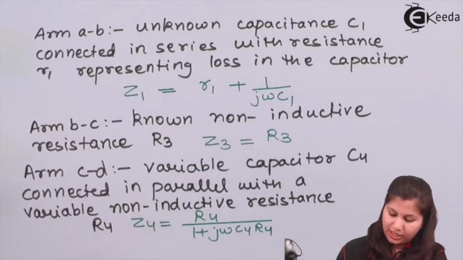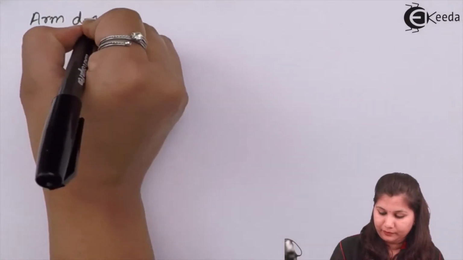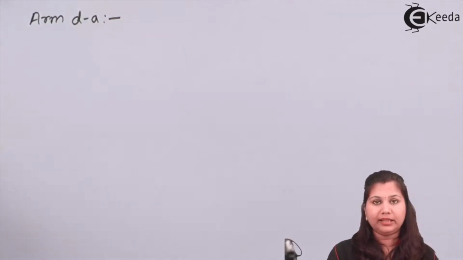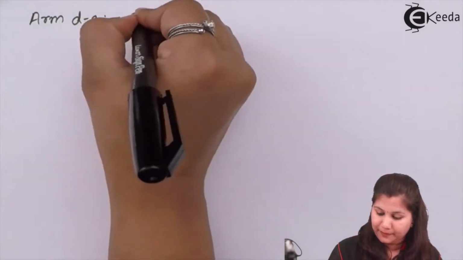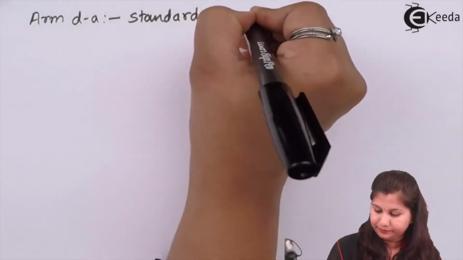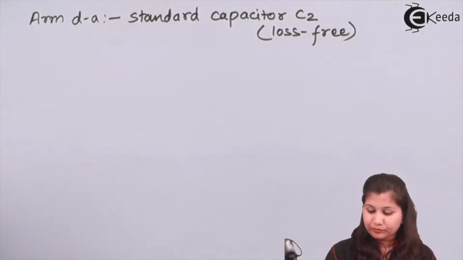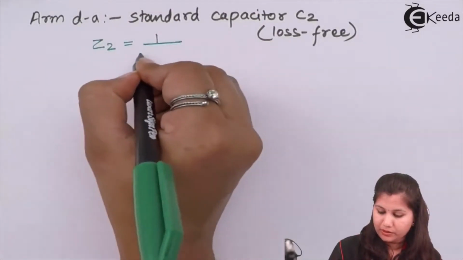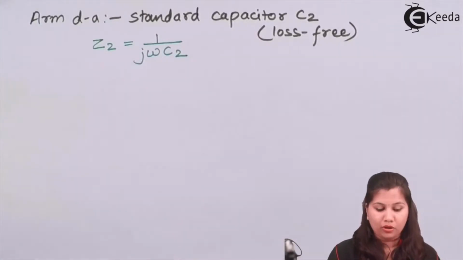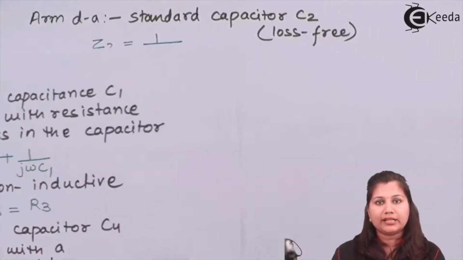Next we are having the arm DA. Arm DA is the standard capacitor C2, which is loss free. So the value of this impedance will be Z2 equals 1 upon j omega C2. So we have got the value of all the four impedances Z1, Z2, Z3 and Z4.